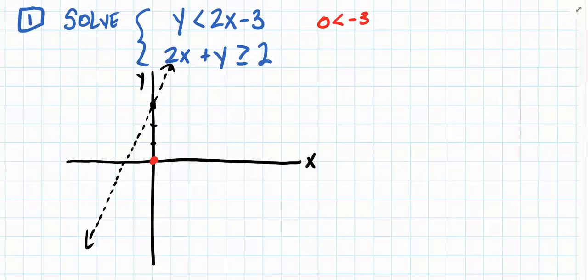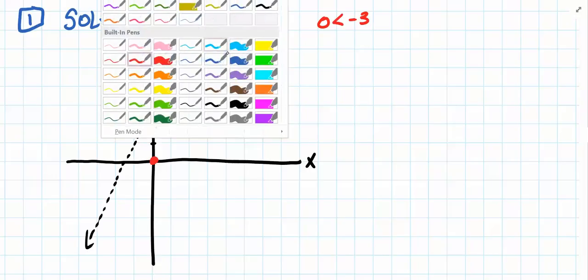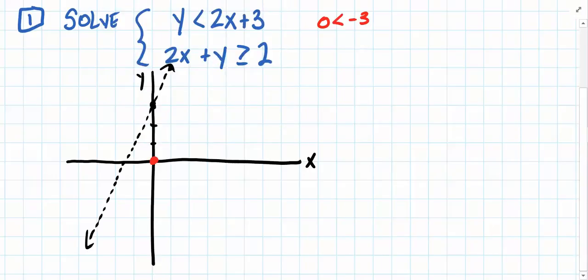Oh, I graphed plus 3. I graphed a positive 3. There we go. Now, I want y less than 2x plus 3. I changed the 3, as I graphed the wrong line, because it should have been a plus 3 in my notes. So I have y is less than 2x plus 3.